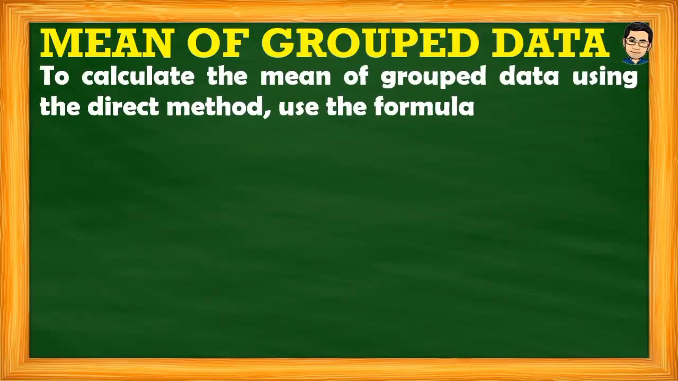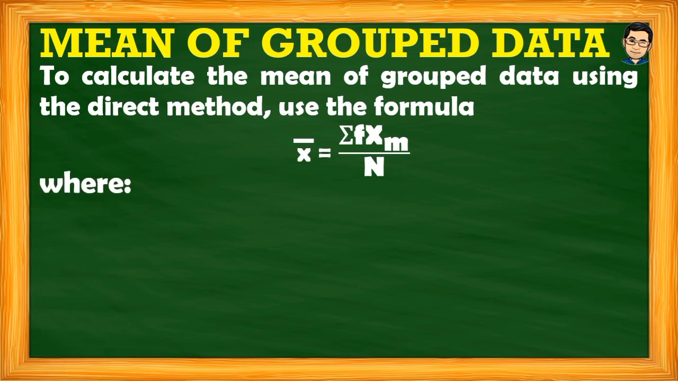To calculate the mean of grouped data using the direct method, use the formula. By the way, yung direct method na to, ito po yung commonly talaga na ginagamit para i-compute yung mean ng grouped data. So, x bar, the mean, is equal to the summation of the product of the frequency and midpoint or class mark, all over n. Yung mga variables na yan, i-explain po natin.